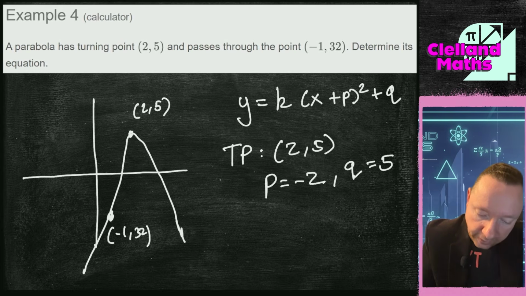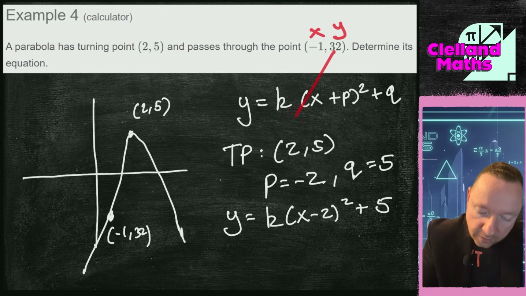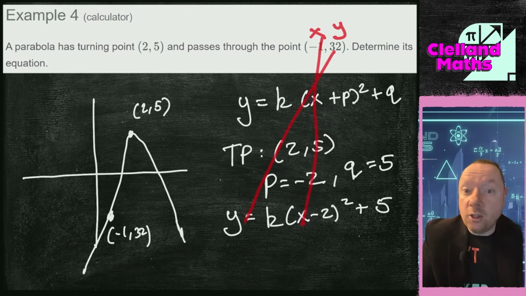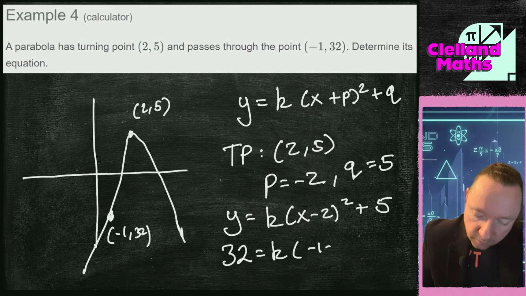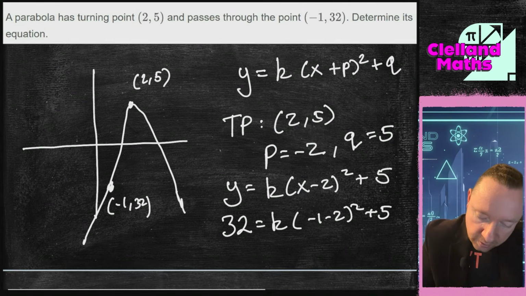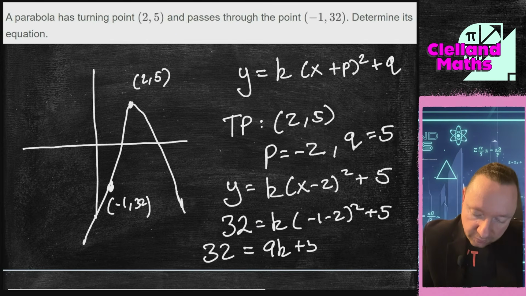So we've now got y equals k(x - 2) squared + 5. But we've also got another point, (-1, 32). Well, that's an x and a y as well, so I can sub in that for y and that for x. Quite a tricky question this, but let's just keep going. 32 equals k(-1 - 2) squared + 5. So we solve that for k. So 32 equals -1 minus 2 is -3, squared is 9, k + 5.